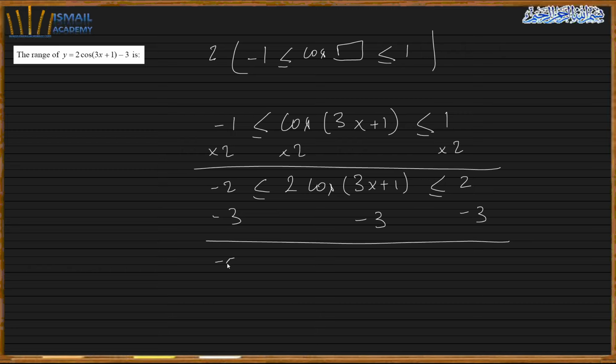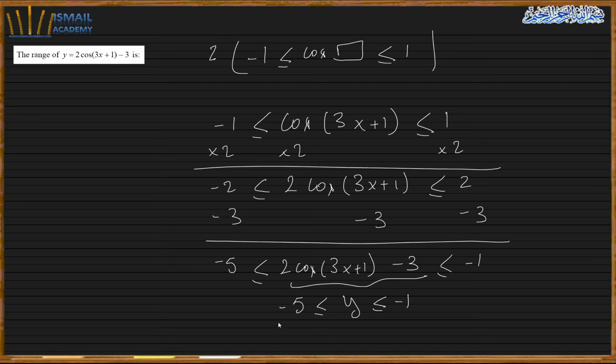So I got minus 5 is less than 2 cosine of 3x plus 1 minus 3, which is less than minus 1. You see this is my function y. So y is between minus 5 and minus 1, and this is my range. So the range will be the closed interval from minus 5 to minus 1.